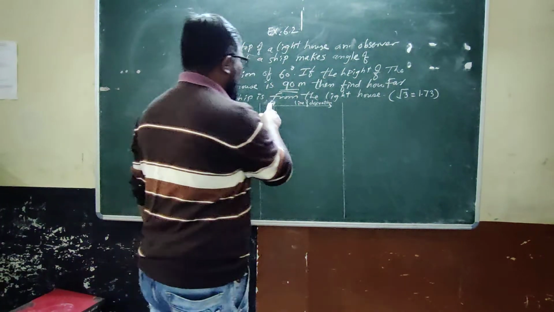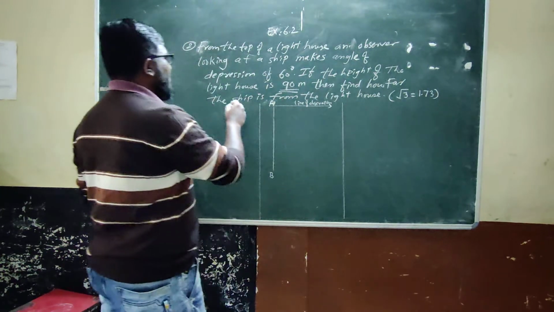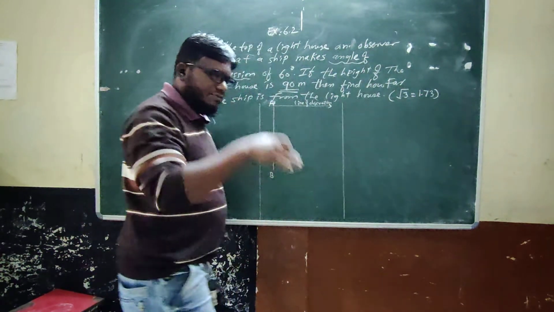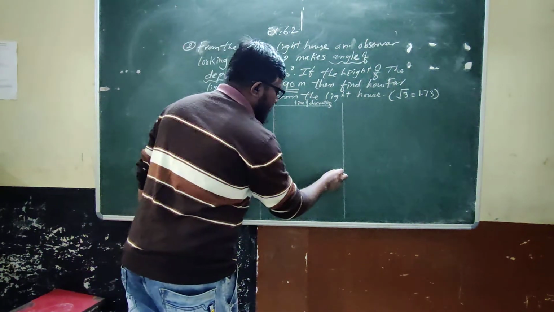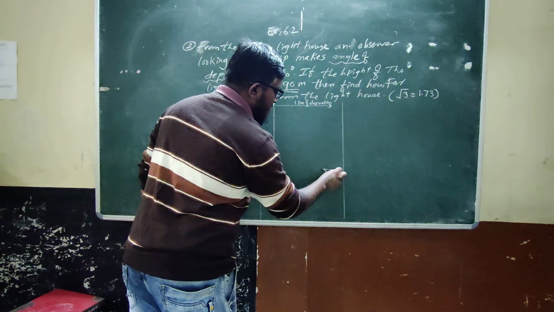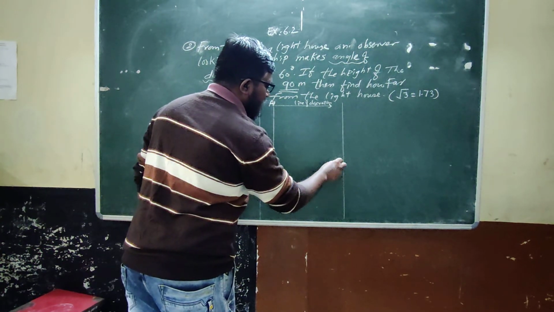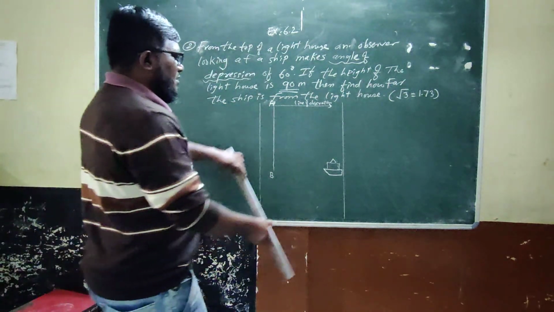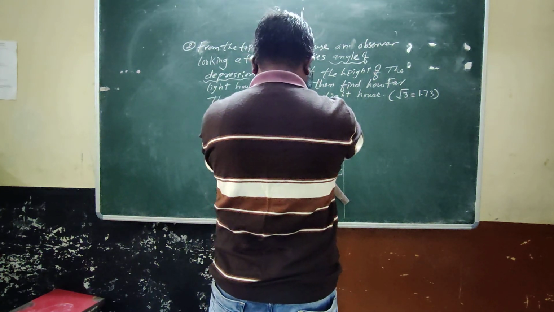Now this person is looking down. The word angle of depression is coming. Depression means we have to see downward, and somewhere here a ship is standing like this. Now he is observing the ship looking downwards and making the angle of depression.